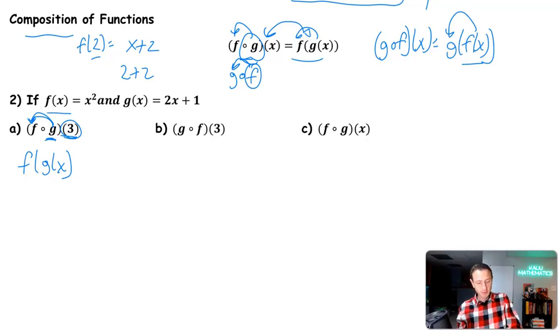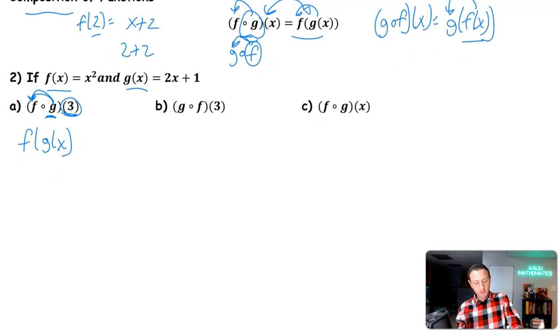We have f of x equals x squared, g of x equals 2x plus 1. So that means I'm taking g of x and plugging it into f, because it's f of g. If it was g of f, we take f into g. I'm taking g into f. f is x squared, so I'm replacing x with 2x plus 1.